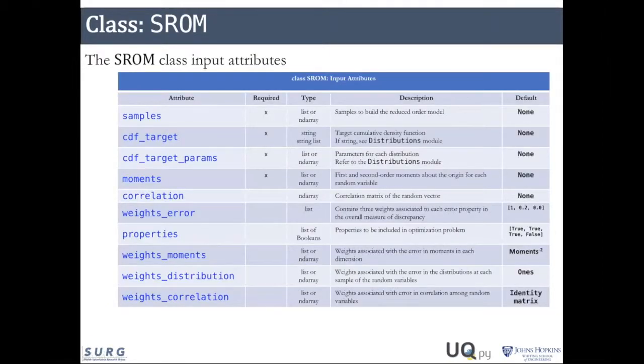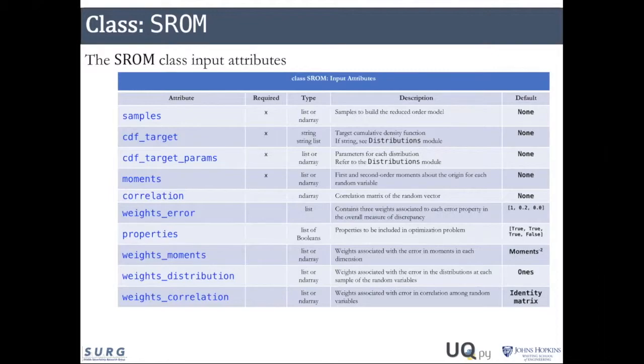So let's see how we can use the SROM class. These are the input attributes of the SROM class. First one is our samples. We need samples to find the probability weights. Samples can be a list or an n-dimensional array. If it is an n-dimensional array, then rows show the number of samples, and columns are the dimension of our input space.